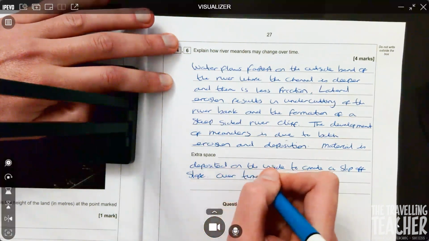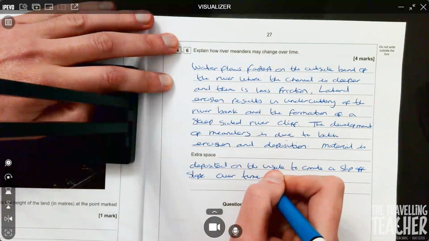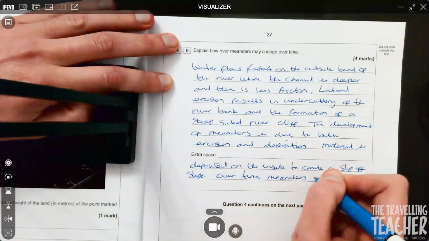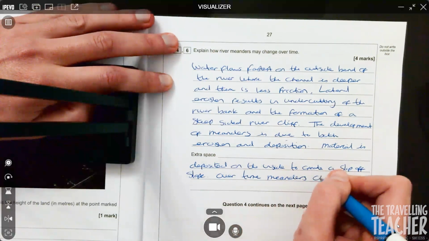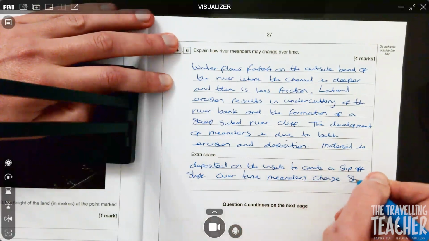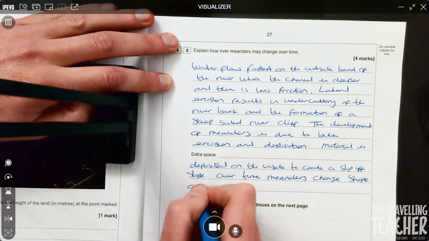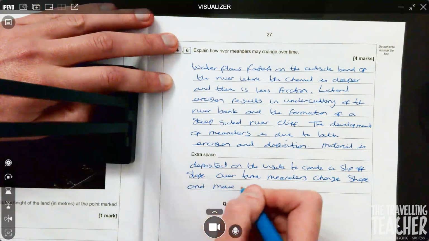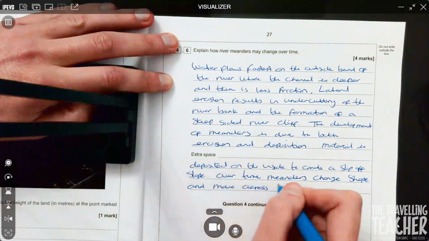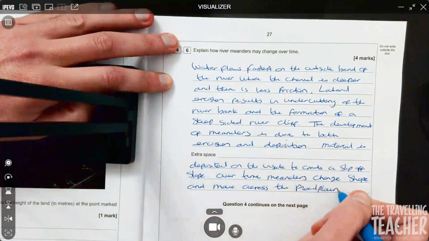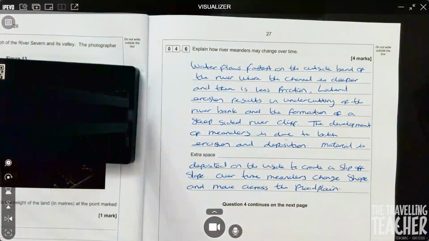Over time, meanders change shape and move across the flood plain. Well done, guys.